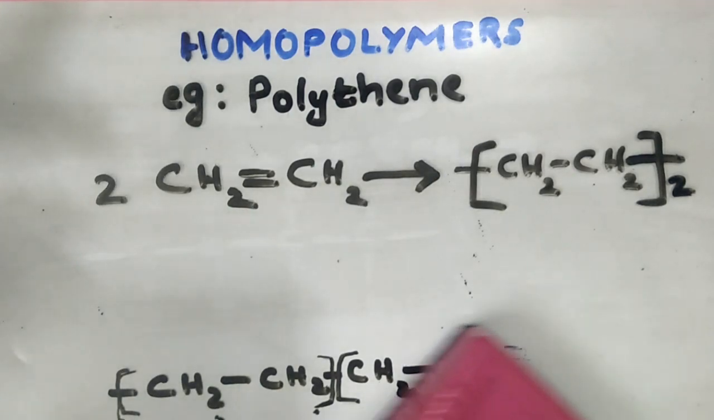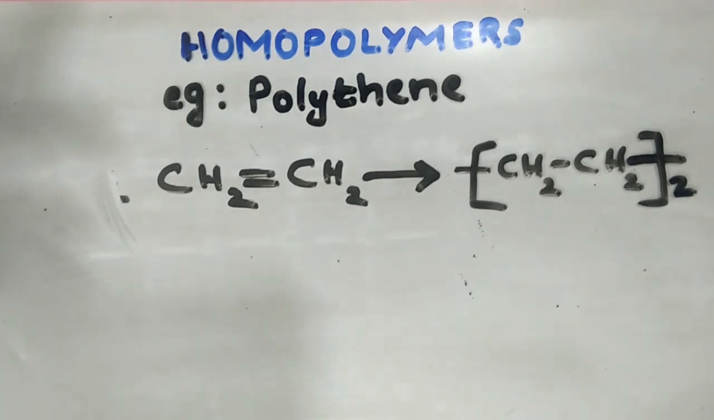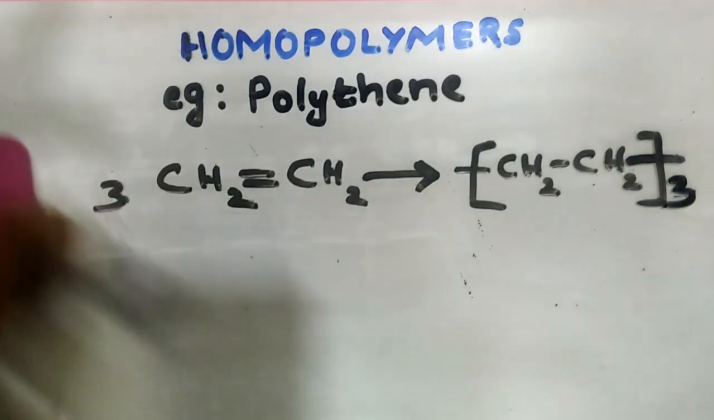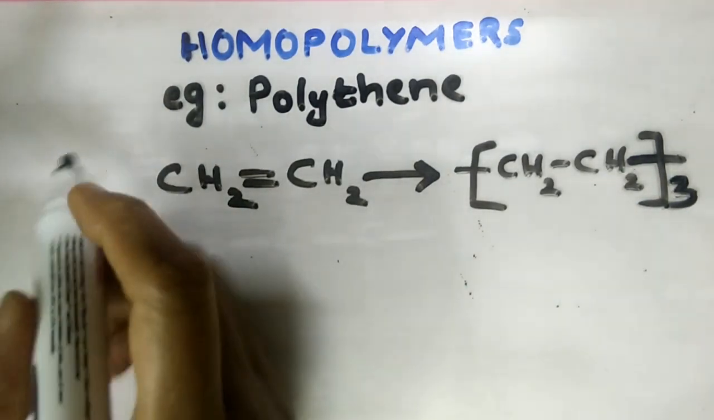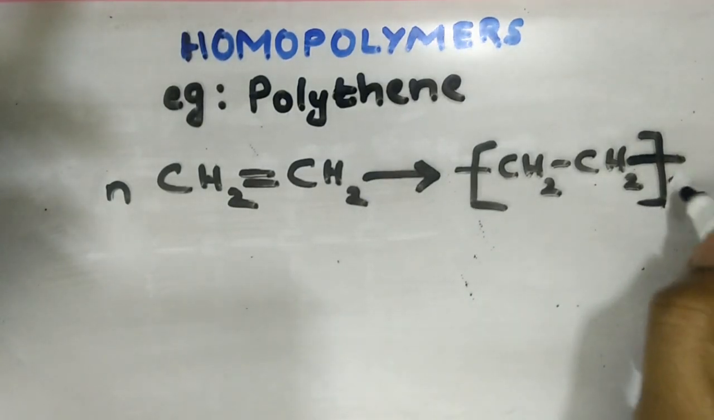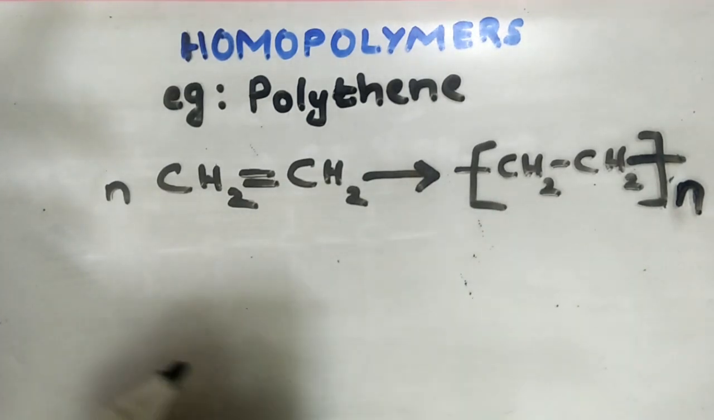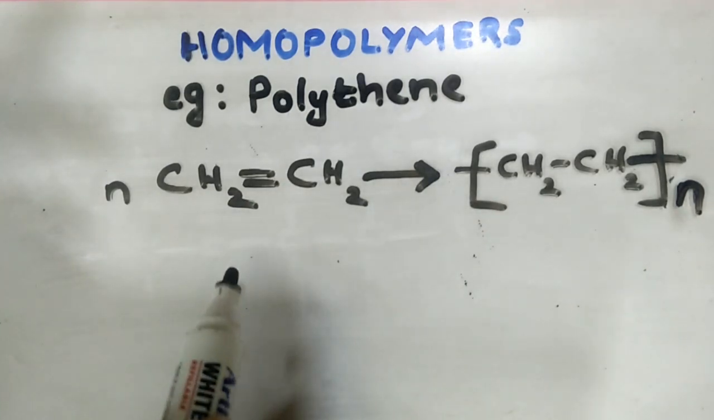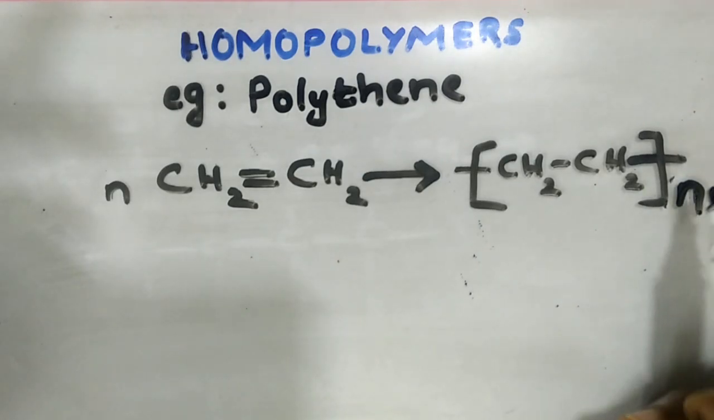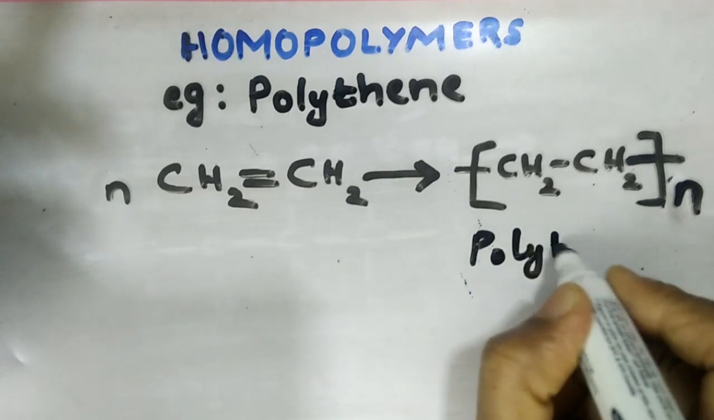If suppose that you are having 3 molecules, here you have to write 3. And if you are having n molecules, then you have to write n here also. So in this case, polymerization is taking place, an addition reaction with n number of molecules, so a polymer is formed. This is your polythene.